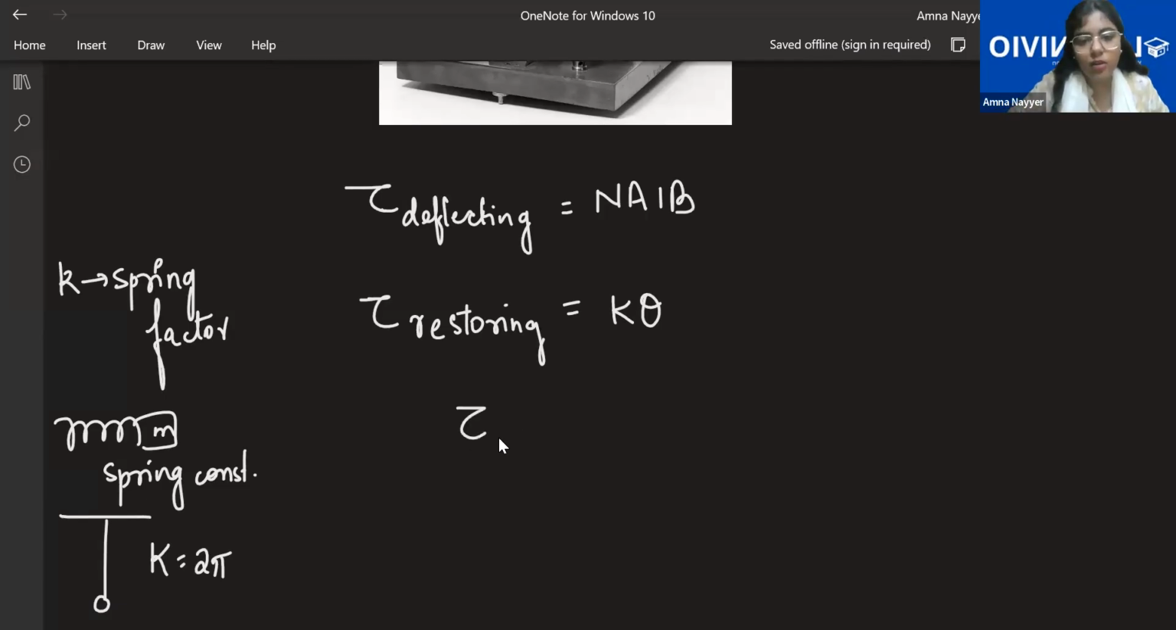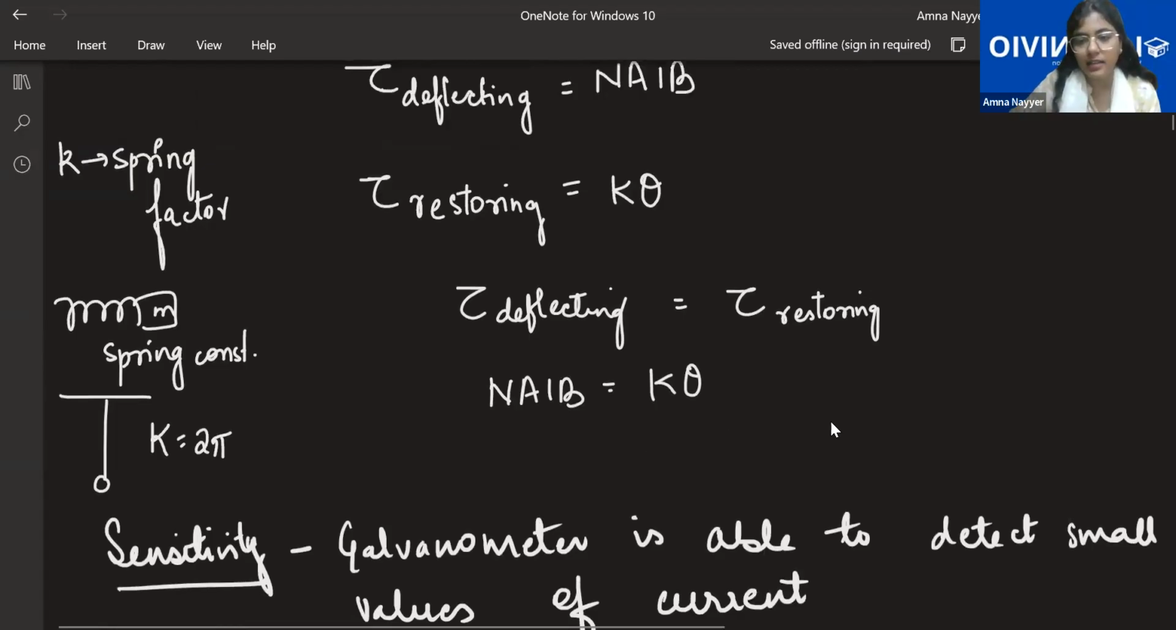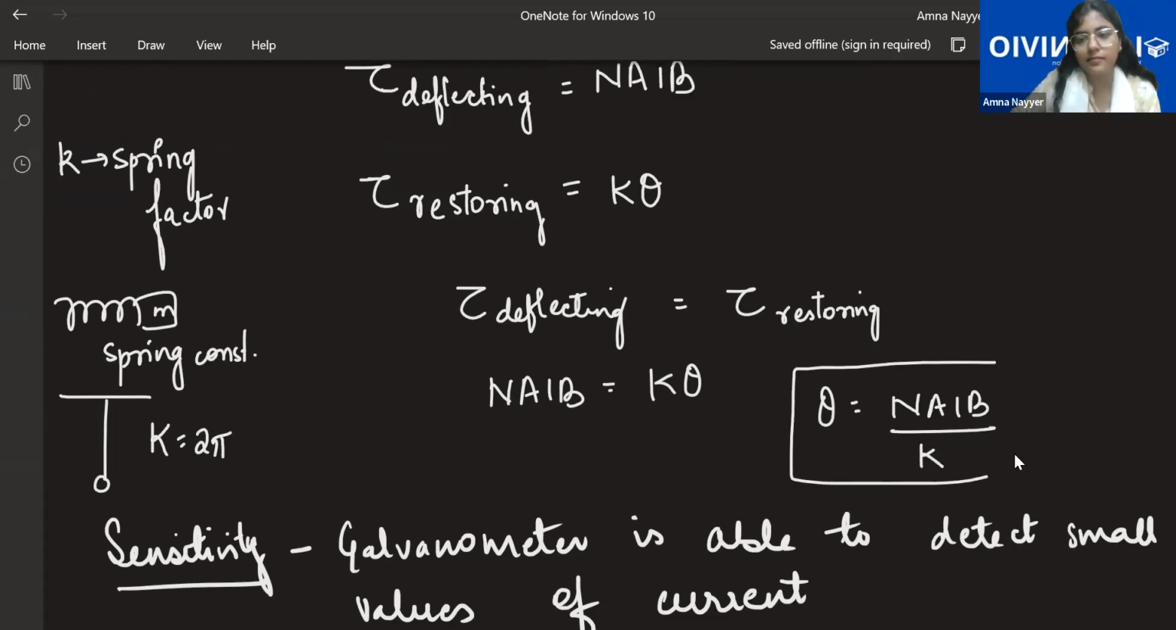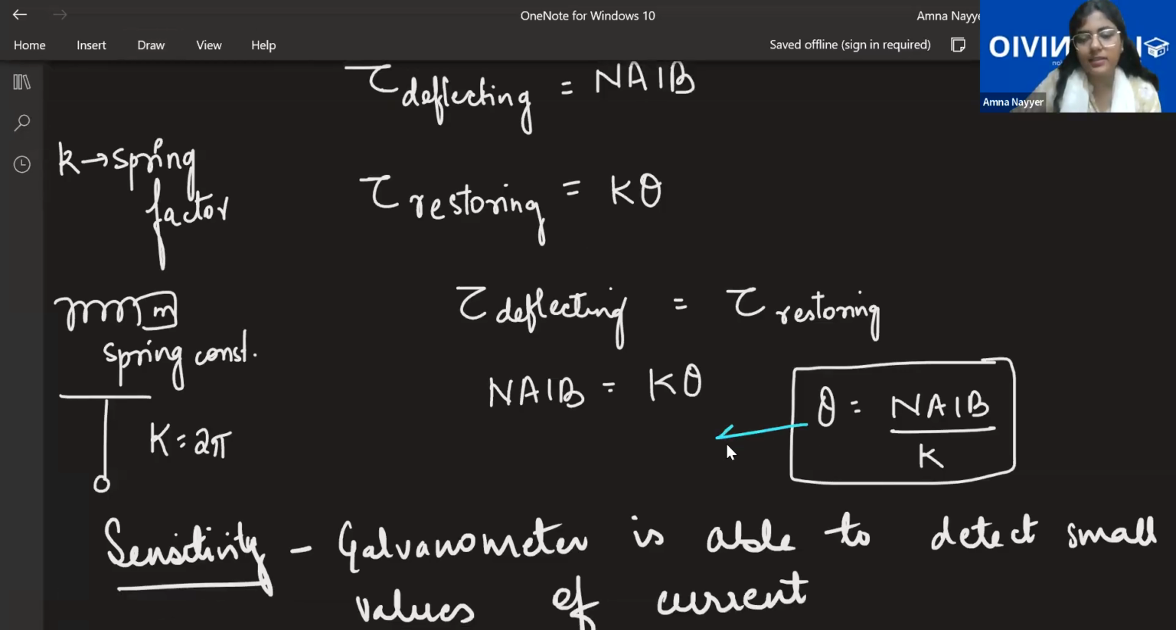So we can say the torque deflecting is equal to the torque restoring. So I can say NAIB is equal to K theta. From here, the value of deflection, this theta, this will be NAIB divided by K. Theta is the angular deflection.